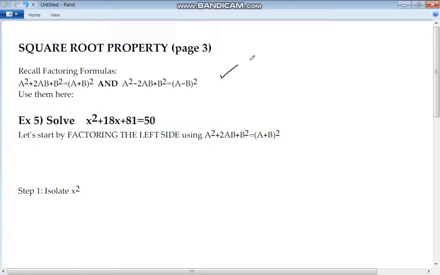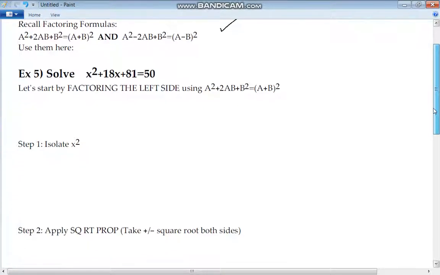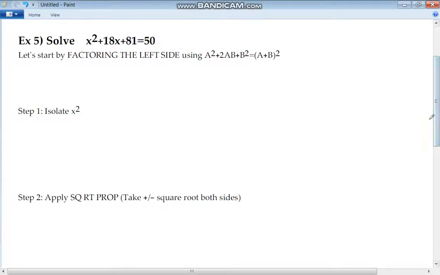So we're going to be given a mess of an example here in example 5, but we're going to recognize right away that the left side is going to fit one of these two formulas, and we're going to use it to factor the left side, and then we'll have an isolated expression that's squared, which we will simplify by eliminating the square root with the square root property. Scrolling down to number 5, we are solving x squared plus 18x plus 81 equals 50.